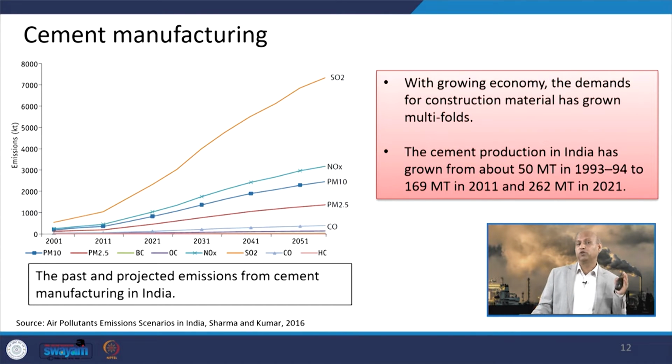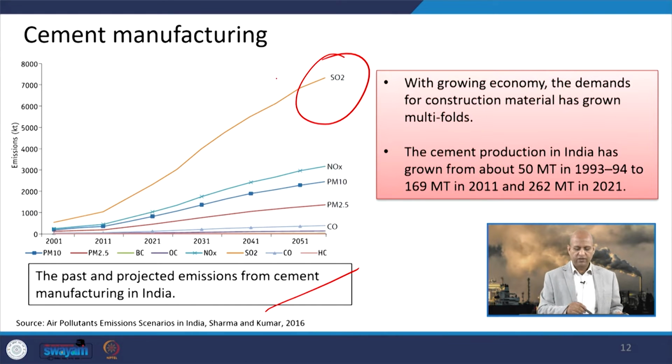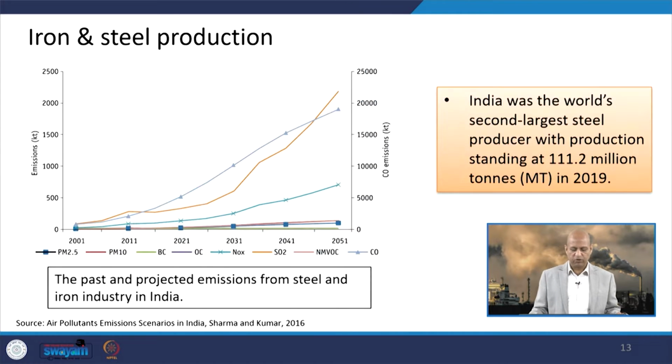So, from cement manufacturing activity you can see the projected emissions of different kinds of pollutants like SO2, NOx, PM10, PM2.5, CO etc. You can see here the past and projected emissions for cement manufacturing in India. It is shown that SO2 emissions may increase if we do not deploy proper technologies to control these emissions. NOx emissions are second, otherwise SO2, sulfur dioxide, is the predominant emission coming from cement manufacturing activity.